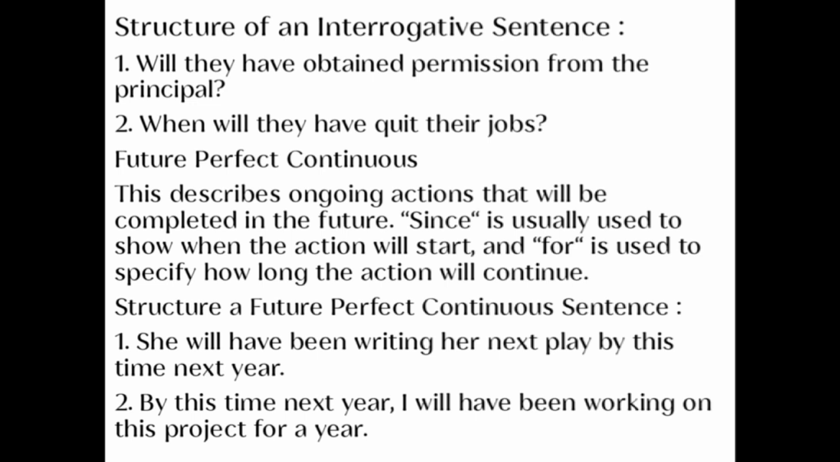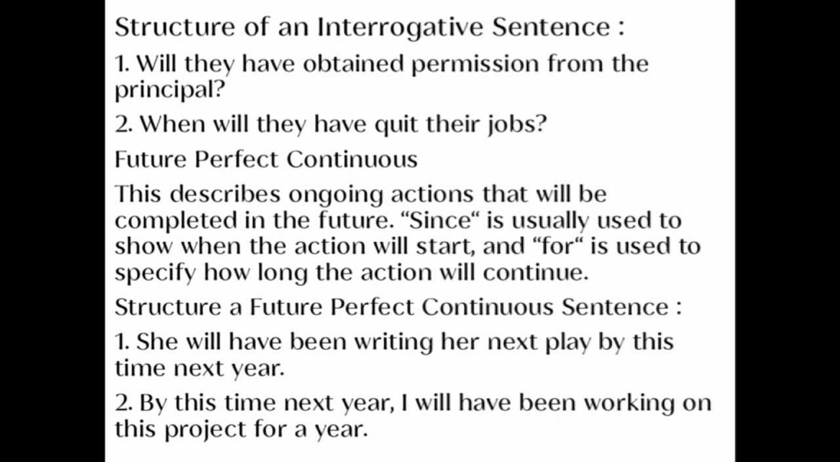Next we have future perfect continuous tense. This describes ongoing actions that will be completed in the future. Since is usually used to show when the action will start, and for is used to specify how long the action will continue. So since is used here to show when the action will start, and for is describing for how long the action will continue.